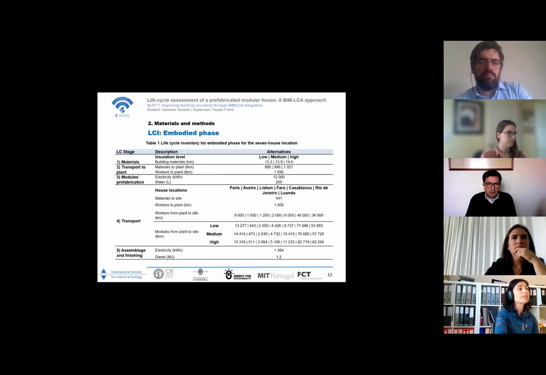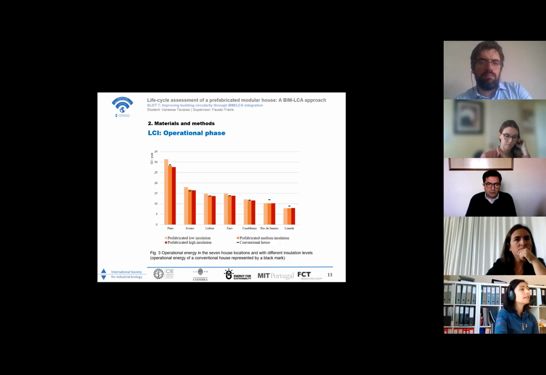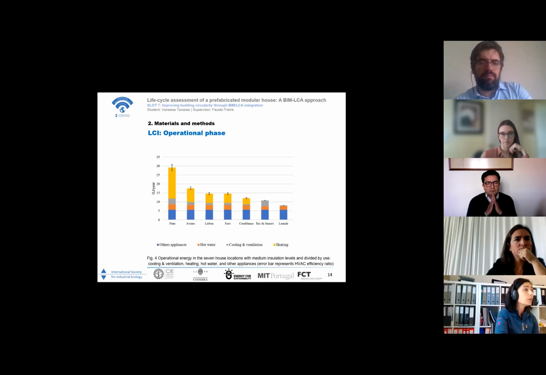And here we have the inventory of the embodied phase. The materials were extracted directly from the BIM model. And for the operation phase, the energy demand was assessed through the Revit model and EnergyPlus linked to it. We can have some variation due to different HVAC systems.